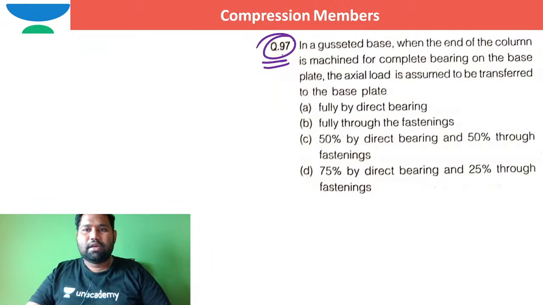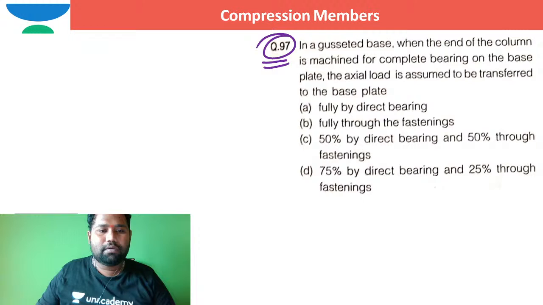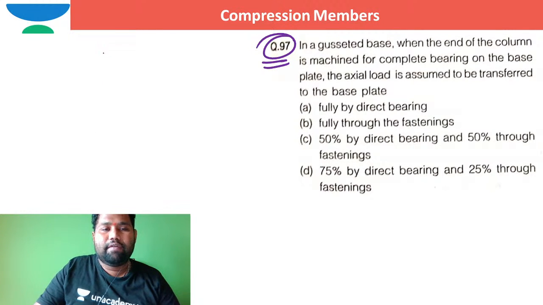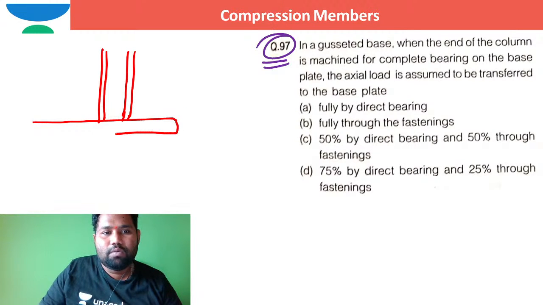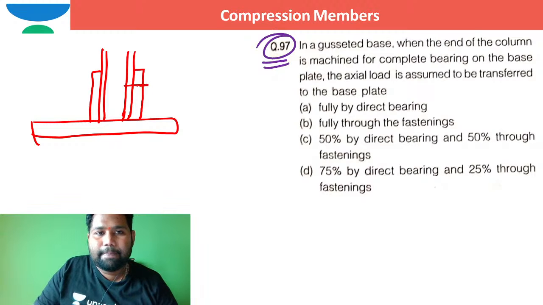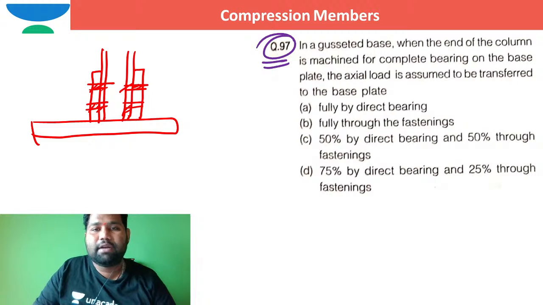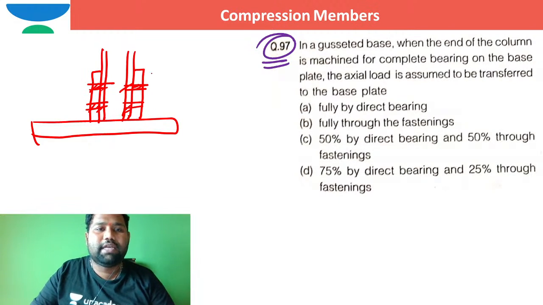In a gusseted base, when the end of the column is machined, let me take a gusseted base as an example. This is a column, resting on a gusseted base, which has a gusset plate also connected. Why are we using this gusseted base rather than a slab base? If we use a gusseted base with gusset plate, the overhangs will get reduced.